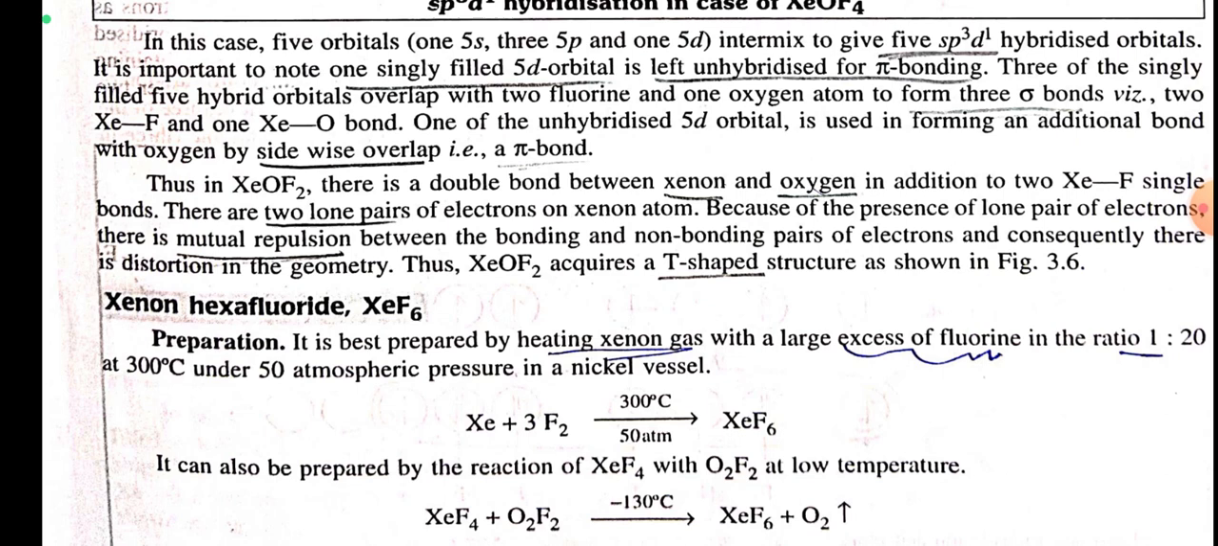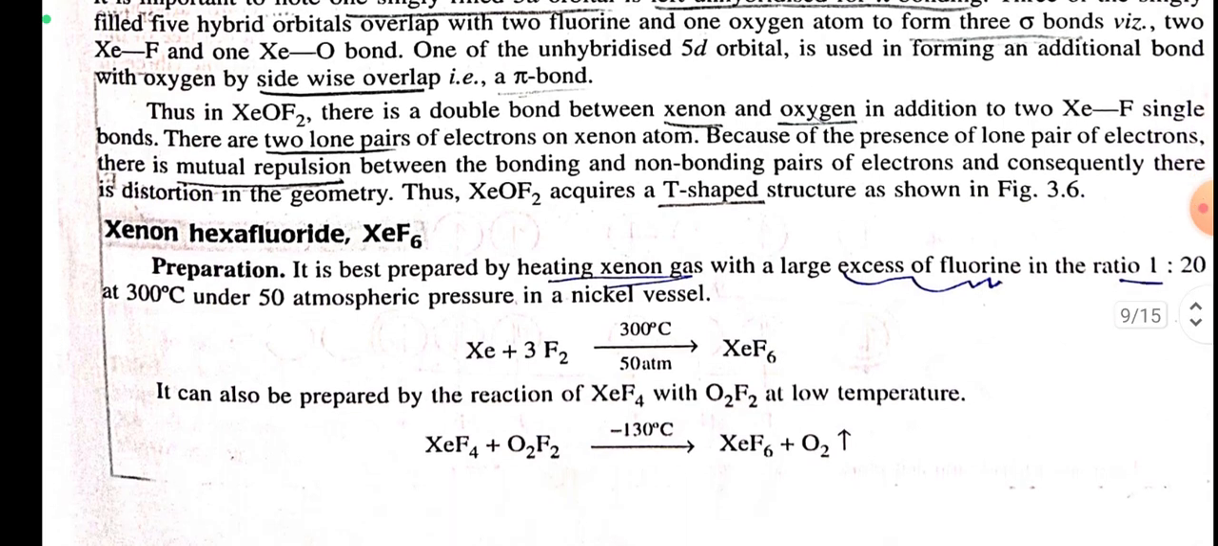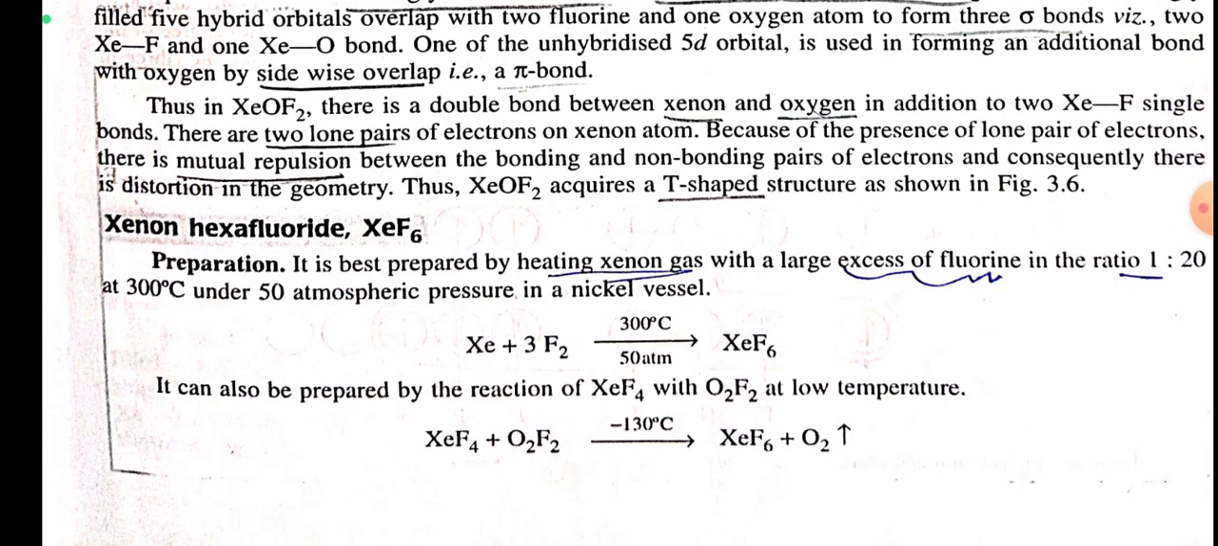One of the unhybridized 5d orbitals is used in forming an additional bond with oxygen by sidewise overlapping in a pi bond. Thus, in xenon oxyfluoride there is a double bond between xenon and oxygen in addition to two xenon-fluorine single bonds. There are two lone pairs of electrons on the xenon atom.